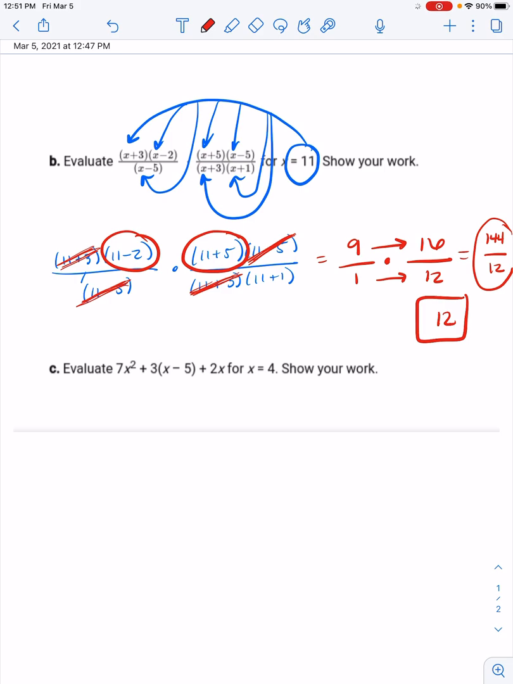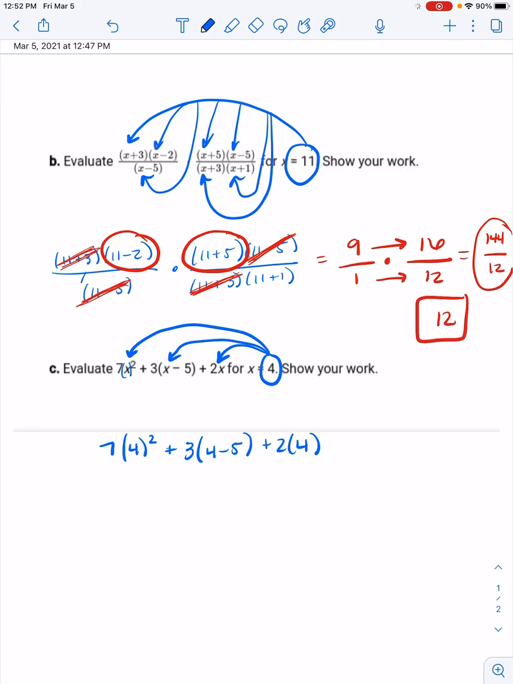Okay? All right, the next problem: evaluate 7x squared plus 3 times x minus 5 plus 2x for x equals 4. So I'm going to take 4 and again plug it in for all of these x's. So 7 times 4 squared. When I put a number in for an x and it has an exponent, I always put it in parentheses like that, okay? Then plus 3 times parentheses 4 minus 5 plus 2 times 4.